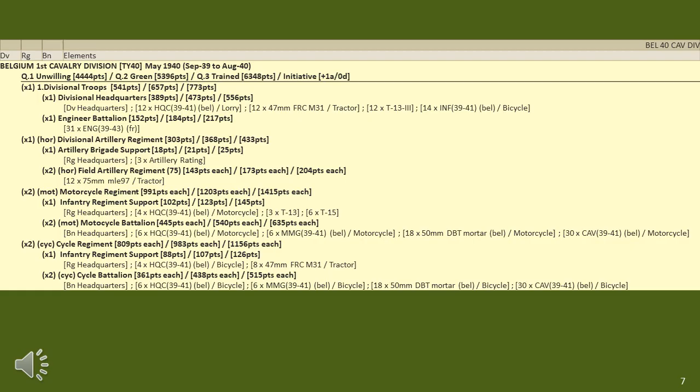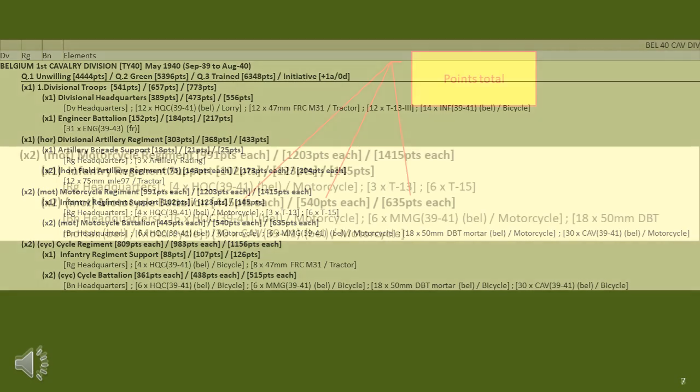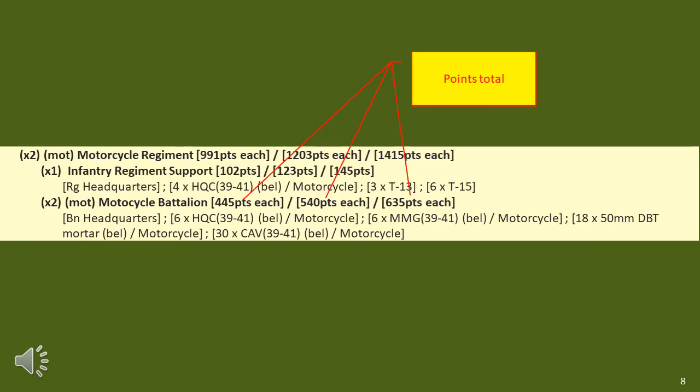The values are in vehicles, guns and multiples of 10 men. Thus, if we look at this example, 3 by T13 means that there are 3 T13 tank destroyers in that formation. The totals are provided for each battalion, that's points totals, with support formations grouped into the headquarters support formations. 3 point values are provided. In this case, first is green, that is in morale quality, second trained, and the final veteran.